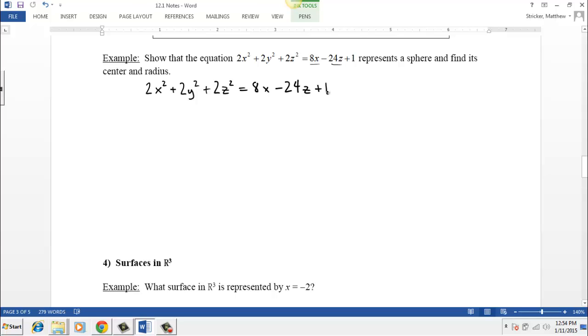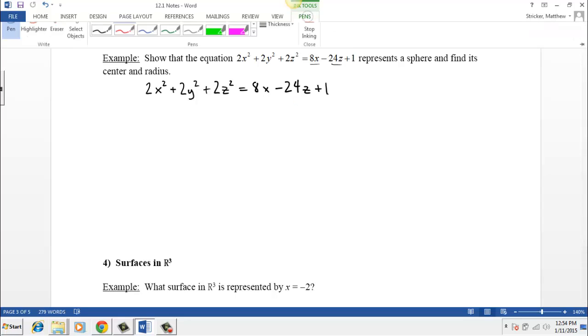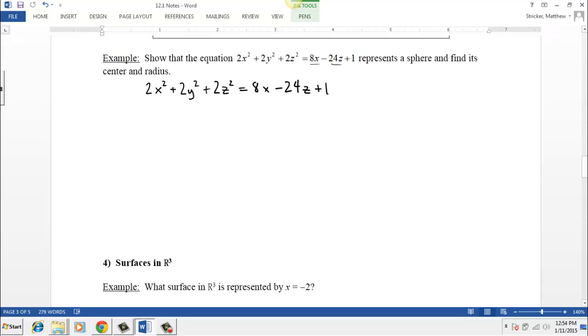Alright, so as I alluded to earlier, we need to get these two terms here to the other side. So we need to subtract 8x over, and we need to add 24z to the other side. And I'm going to write the x's and the z's together. So this looks like 2x squared minus 8x plus 2y squared plus 2z squared. And now this negative 24z goes over, so that's plus 24z and equals 1.